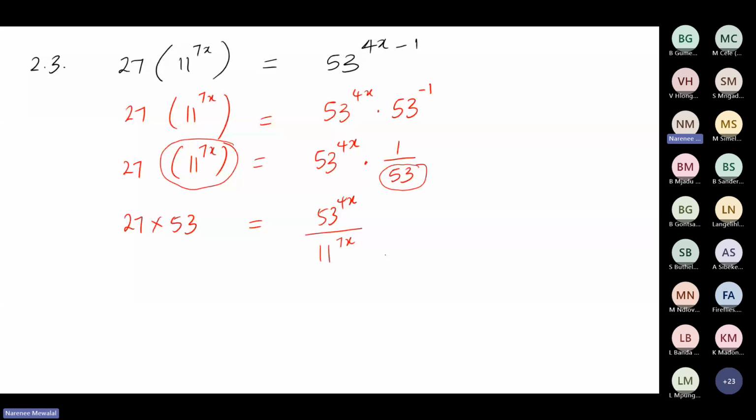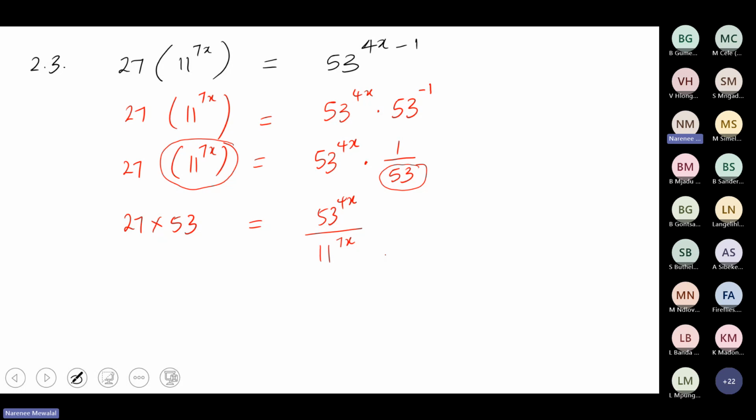Okay? Now, if you look at the right-hand side, students, you'll find that you've got a 53 to the power 4x and an 11 to the power 7x. And, you know, neither the bases nor the powers are the same, right? So I want to quickly remind you of one of your log laws.